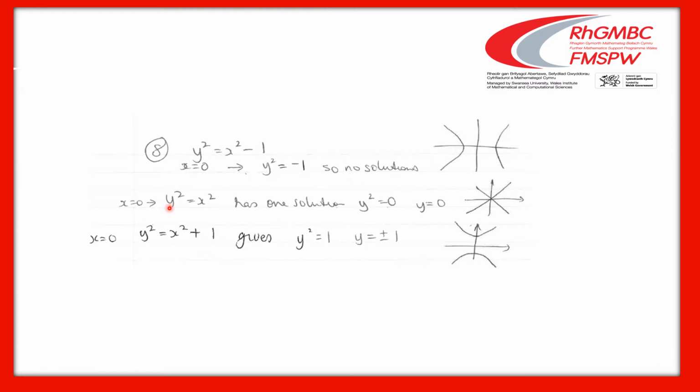When x is 0 in y² = x², we have the solution x is 0, y is 0, which matches up to this graph. And when x is 0 in y² = x² + 1, we get y² = 1, giving two coordinates which are (0, +1) and (0, -1). So it matches with this graph here.